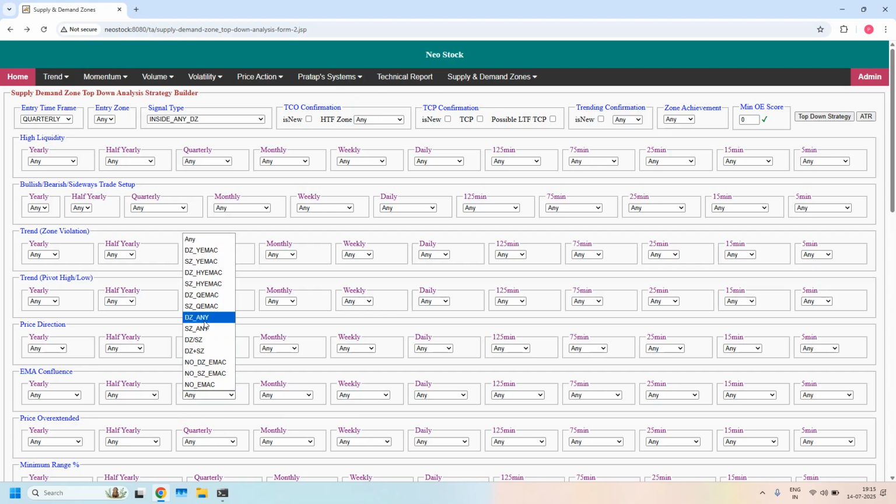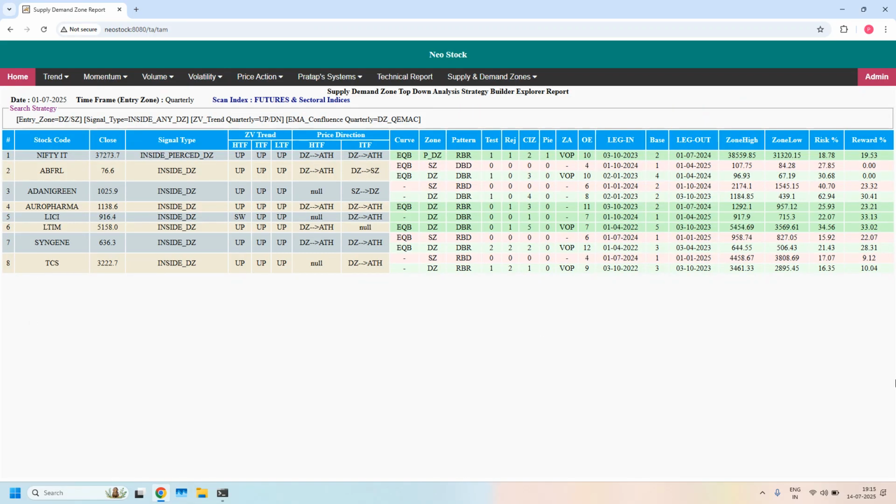At quarterly time frame, I am selecting quarterly demand zone having quarterly EMA. At the same time, trend on the quarterly should not be sideways. It can be up or down. We got 8 stocks.